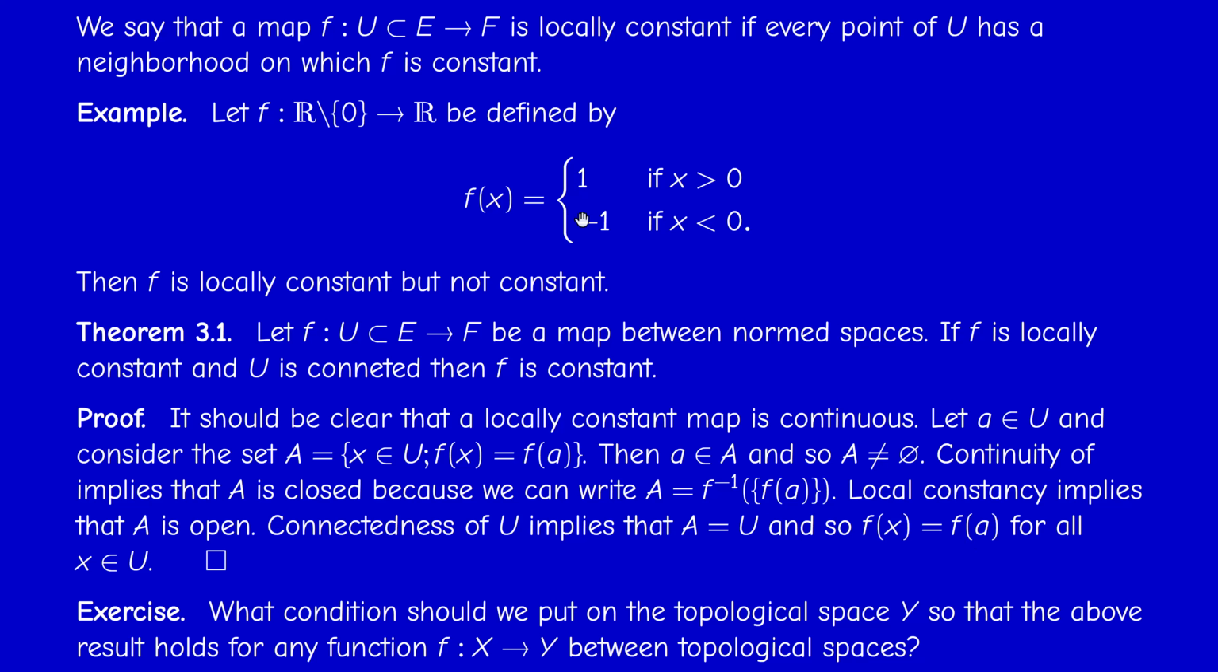So compare with this example. This is locally constant but not constant because R without 0 is not connected. Now, to go further, if you want to dig deeper, this is a useful exercise. It's optional, actually, if you like general topology.